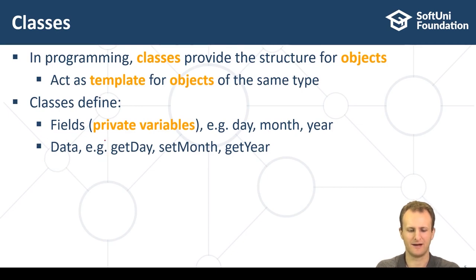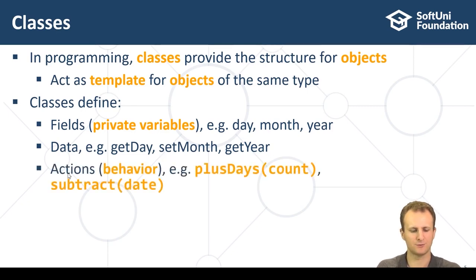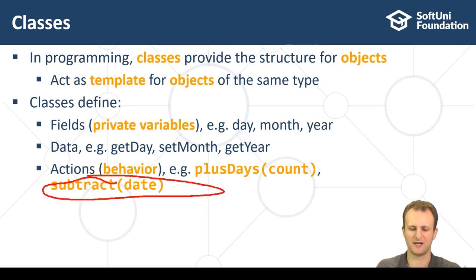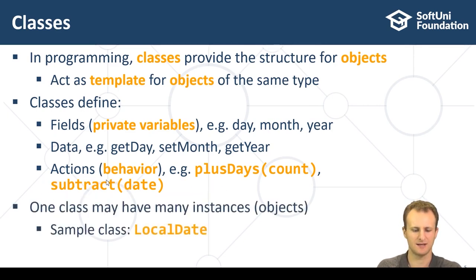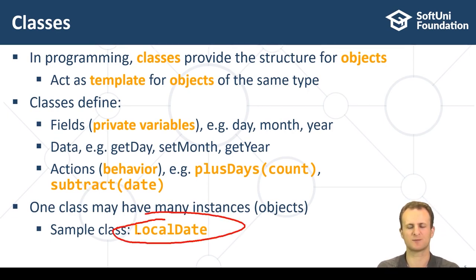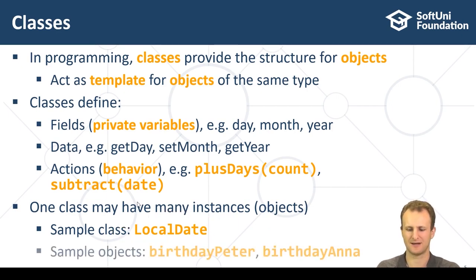We could have data and operations on that data, like for example, getting the day, setting the month, and so on. And we have actions which change the object in some way. Now, setting the month would also change the object because it would change this field over here. But we could have other operations, for example, remove a date from this date, calculate the difference between two dates, and so on. So typically, when you're creating a class, like local date, you're expecting to have multiple objects of that class. So a single blueprint like local date can instantiate multiple objects and you can use those objects and they would behave the same way.